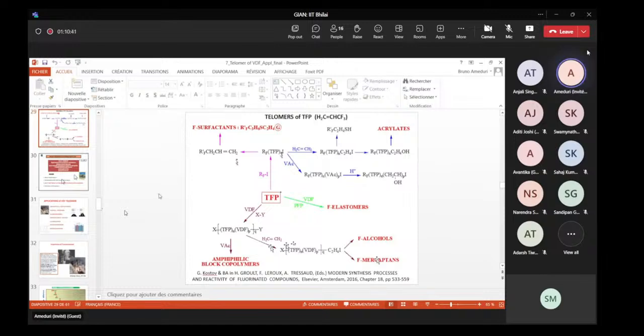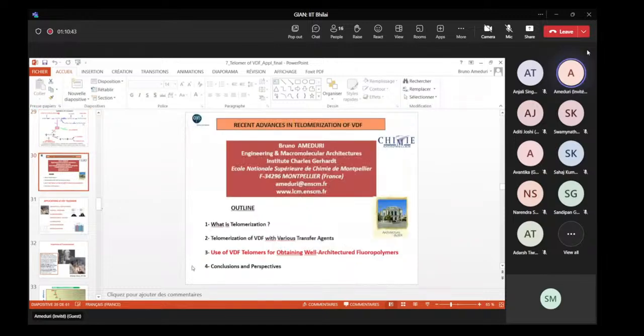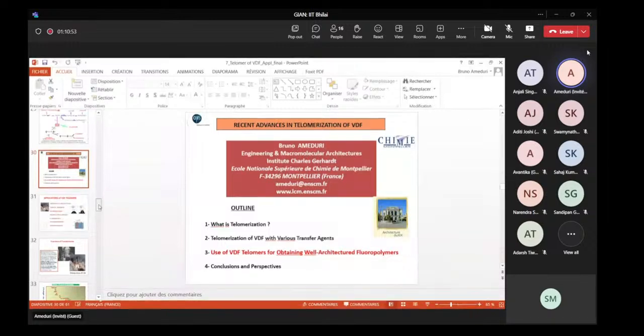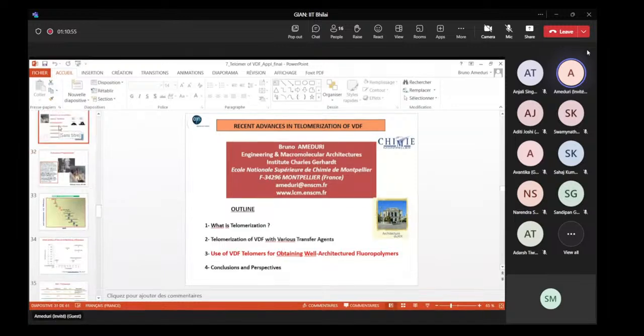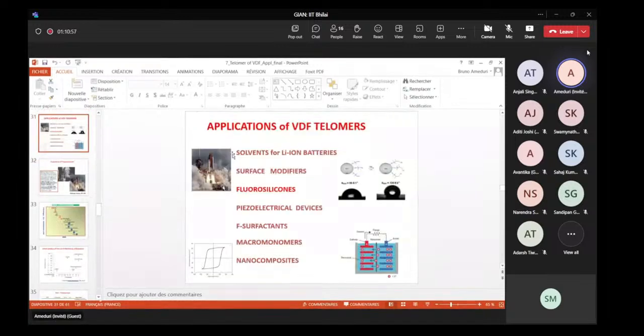This gives me the transition to the use of telomers to obtain well-architectured fluoropolymers. Maybe I will take some examples with EDF, because we have very strong examples here. We have been able, as I mentioned before, to use some solvent for lithium-ion batteries. This was the phosphorus-containing trifluoroethylene.